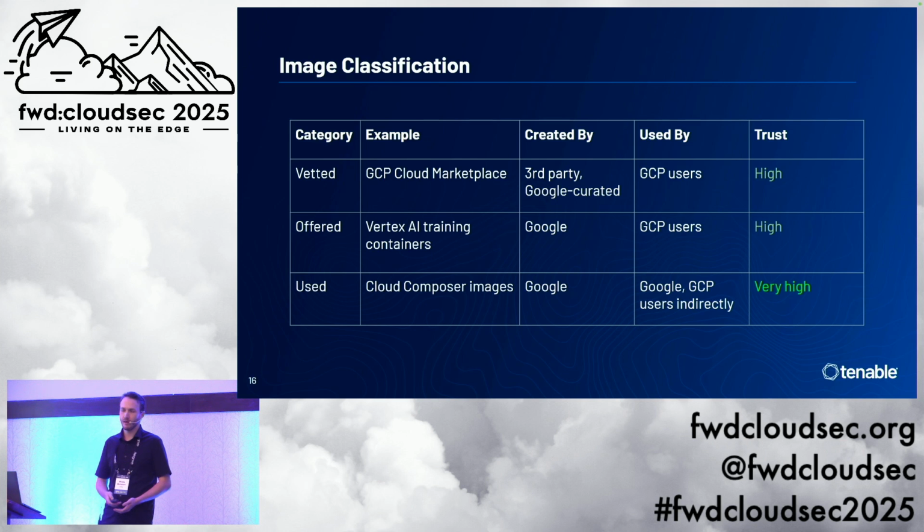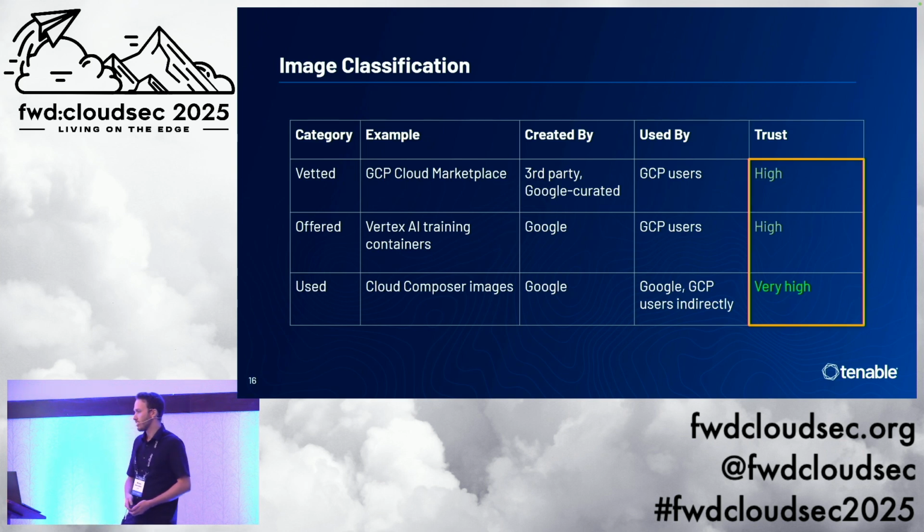The final category, perhaps the most interesting one to me, is the used category. And this would include the Cloud Composer image that we saw earlier. These are images which are created by Google to be used by them in their production environments. The trust level for this category is actually very high, since GCP users might actually have these containers deployed in their environment without being aware of it. If I were to just spin up a Cloud Composer service, these containers might be used in my environment, and I don't even know it.